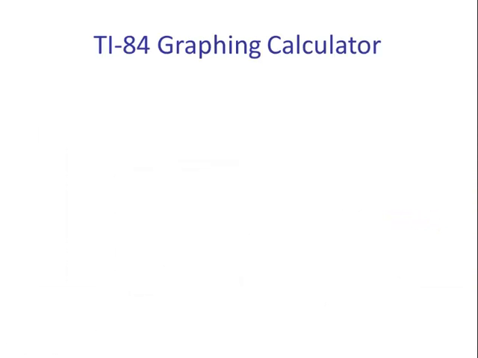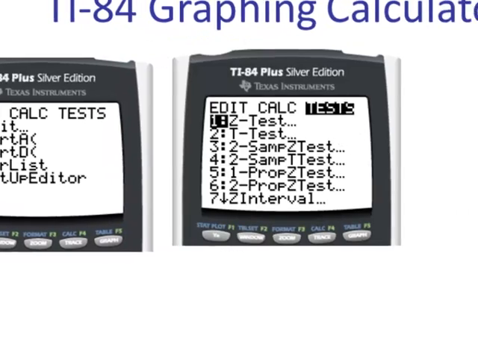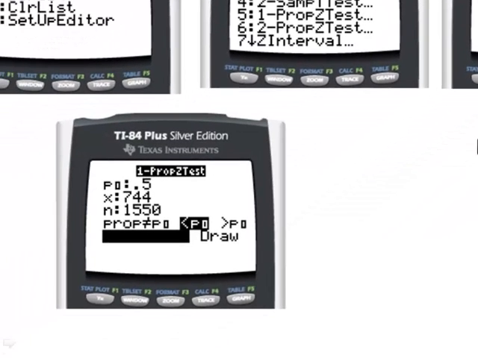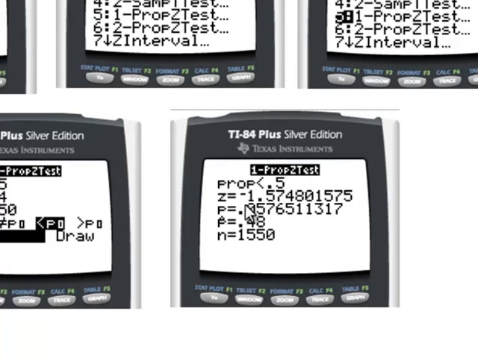Using the TI graphing calculator, we hit our Stat button, we scroll to Tests, down to number 5, 1-PropZTest. We type in the null, 0.5, x, 744, n, 1550. We select less than the null, then we hit Calculate. This is our z. Here's our p-value.